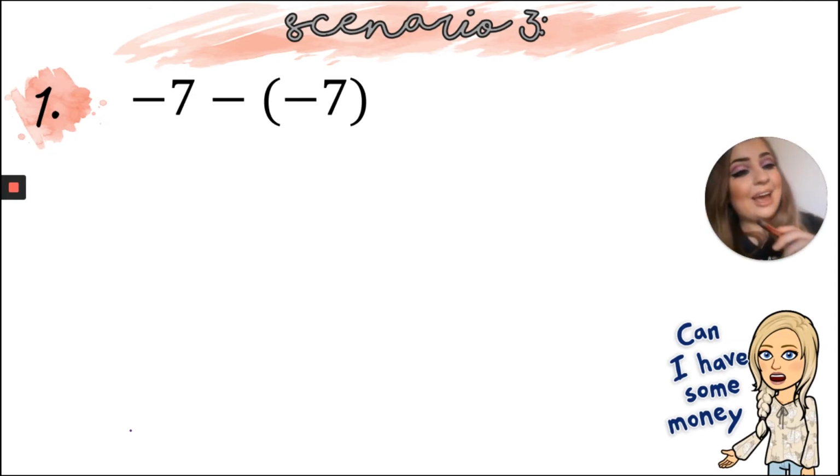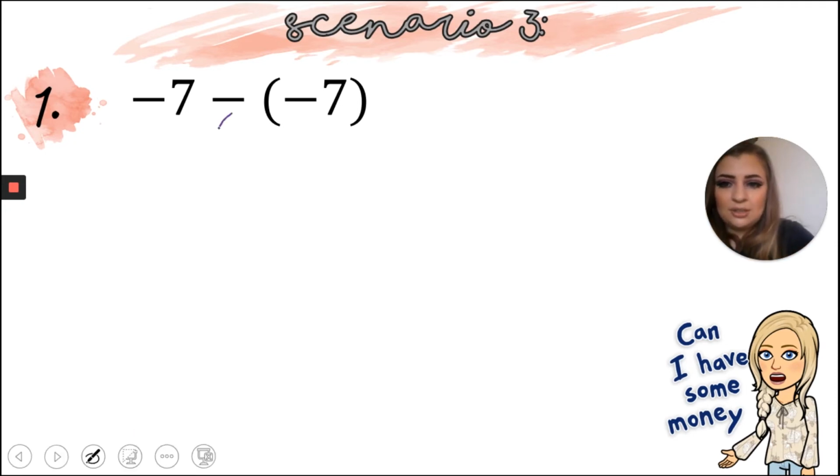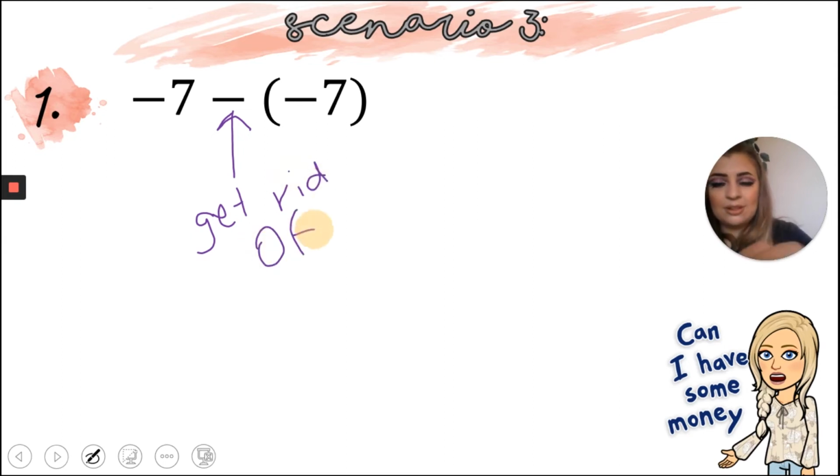I see it as I have negative $7 in debt. Okay? This subtraction means I'm taking away, or I'm getting rid of. Let's say get rid of. I'm getting rid of this negative $7. So I'm getting rid of that negative balance. I'm taking away negative 7 away.